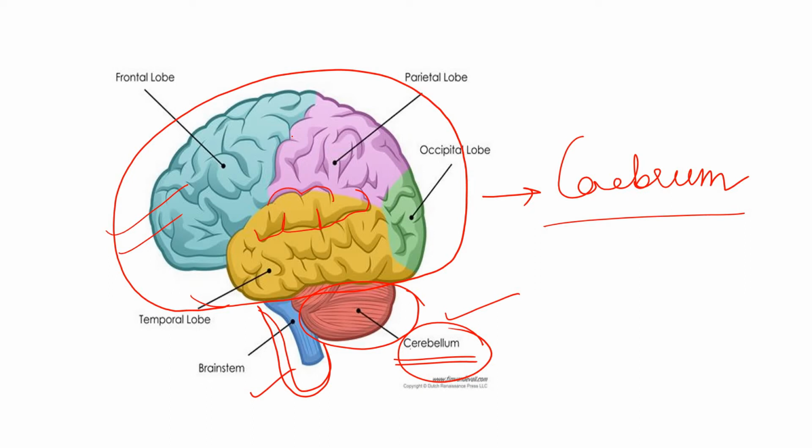The cerebrum has them. Cerebellum doesn't have. Please make sure of all these things. Okay, this cerebrum has these furrows and ridges. For what purpose are these furrows and ridges present?